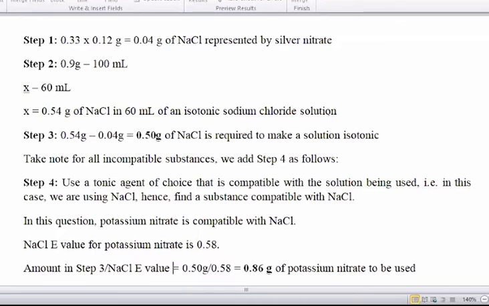Okay, so we are using potassium nitrate. So potassium nitrate has a sodium chloride E value of 0.58. So whatever we found in step 3, just divide by 0.58. This part is the same as what we did in step 4 last week. The only difference is that when the substance is incompatible, that is in the formula, and you're using the one in the question. When you reach step 4, divide the E value for the substance in the question by the grams you found in step 3.